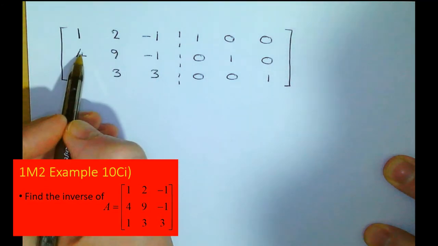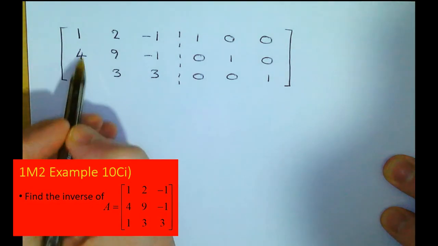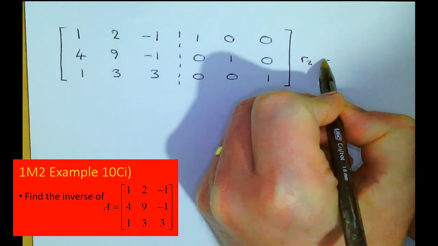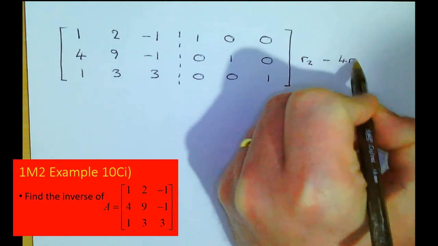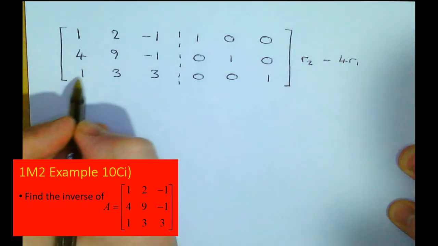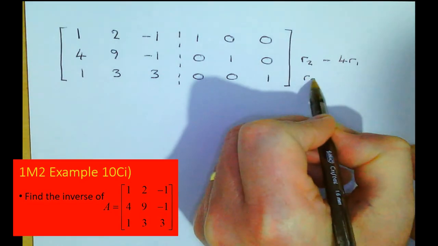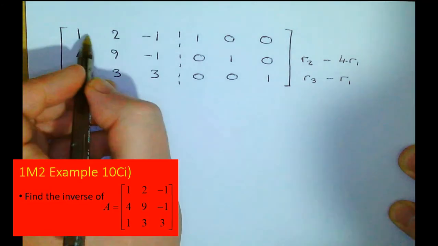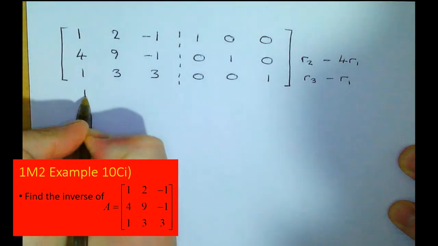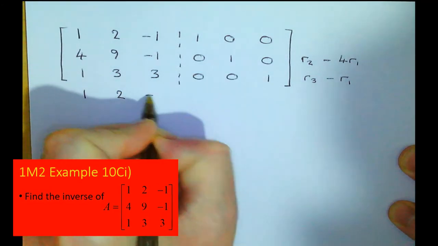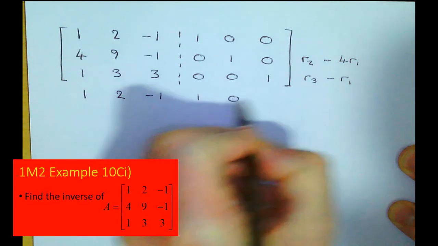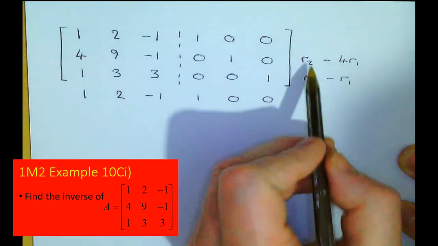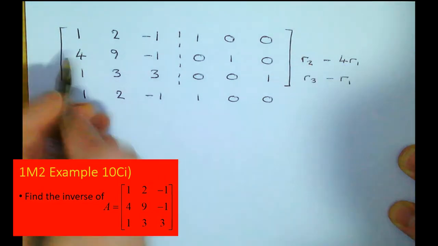We'll look for zeros in the two positions here and here. I'll take row 2 and subtract off 4 row 1. I'll take row 3 and subtract off row 1. So row 1 stays the same. 1, 2, minus 1, 1, 0, 0. Row 2 minus 4 row 1.